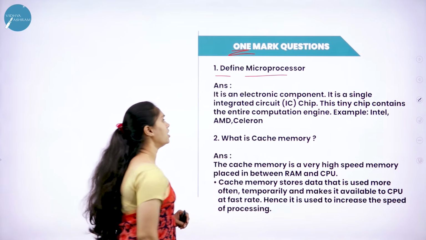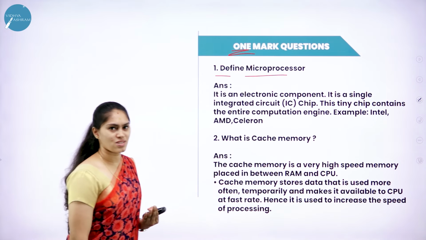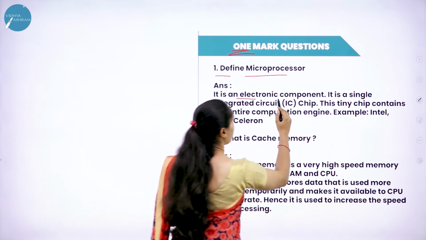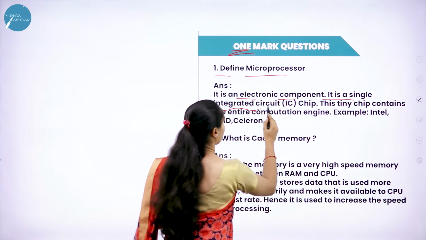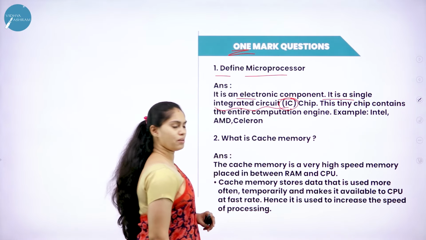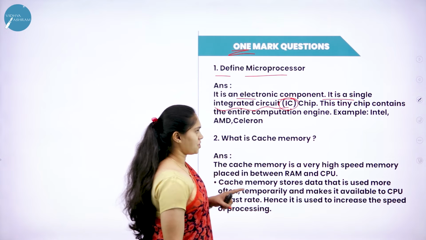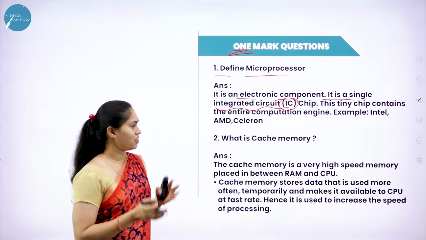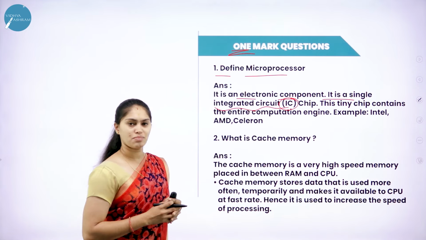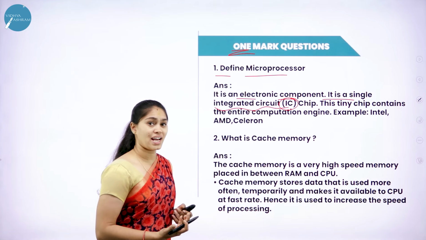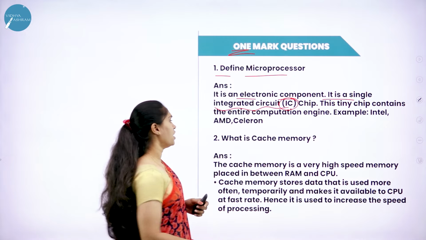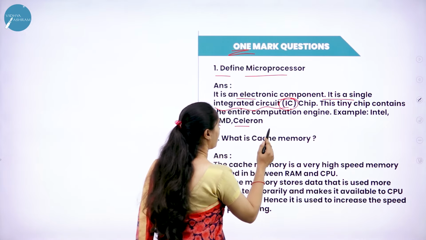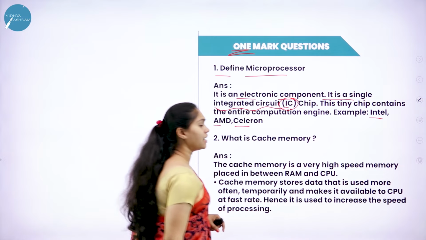Define microprocessor. What is this microprocessor all about? It is an electronic component. It is a single integrated circuit, in short considered an IC chip. Mainly it includes all the computation engine within it. That is what the microprocessor is all about. And if they ask for an example of a microprocessor, you can write AMD, Celeron, and also Intel.